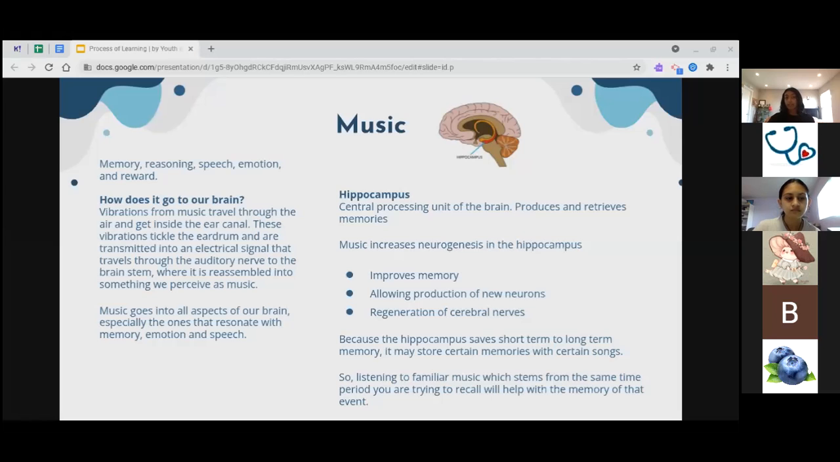So listening to familiar music, which stems from the same period you're trying to remember, will help with the memory of that event.